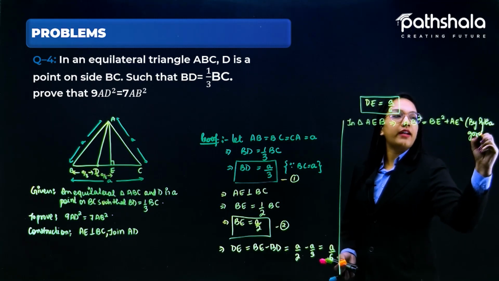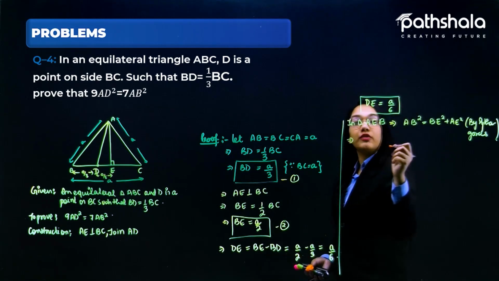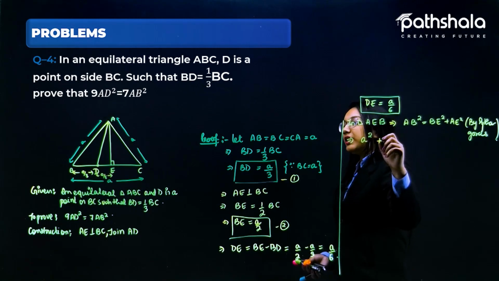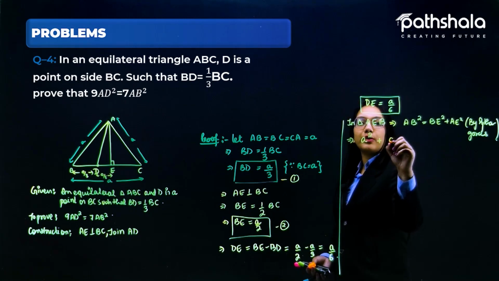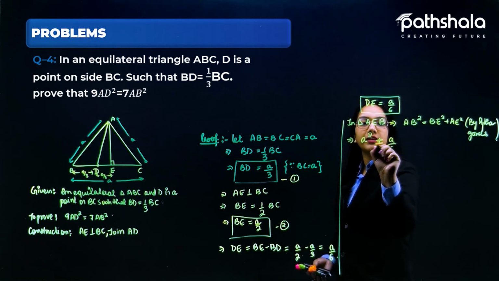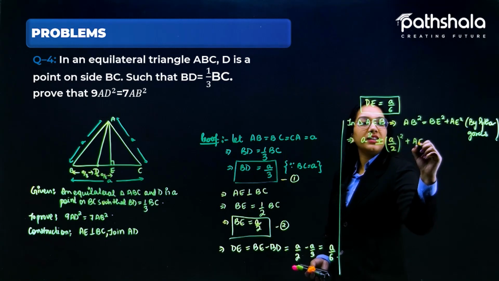We know about this fact. By Pythagoras, we know about this fact. So let's just plug in all the values over here. We know AB is nothing but A, so this is A square plus BE. BE is actually nothing but A/2. So there is a sign of equality within. So this is nothing but (A/2) whole square plus AE square.